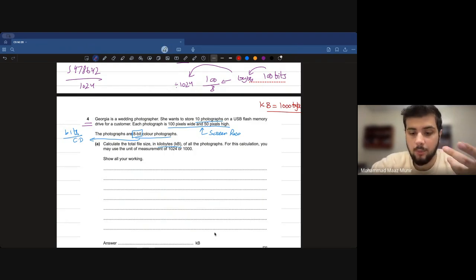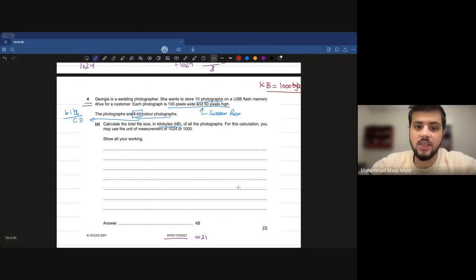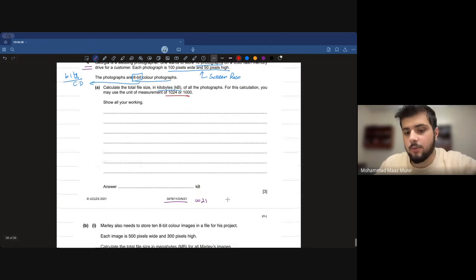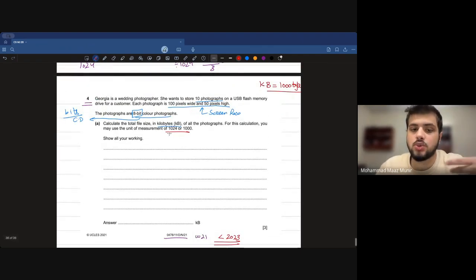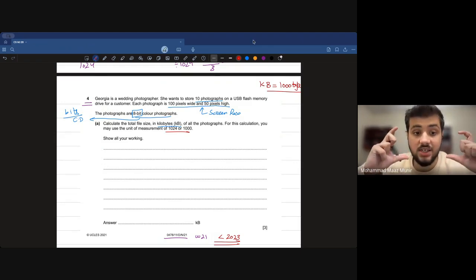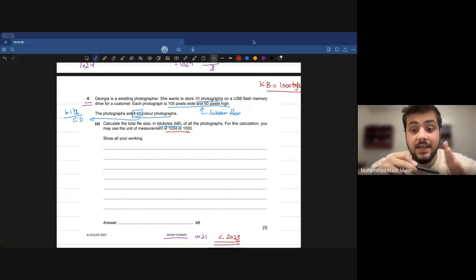Now let's look into the question. It's basically saying, okay, you need to calculate the total file size. And for this calculation, you may use the unit of measurement of 1024 or 1000. Now, because this paper is from 2021 and it's before the syllabus update in 2023, they gave you the permission to use either of them. But in the latest exam papers, you would be looking at the question terminology in terms of the specific data type they are expecting from you. So if it is something like kilobyte, megabyte, terabyte, petabyte, then you need to use the 1000 notation. But if it's asking you in terms of kibibyte, mebibyte, gibibyte, then you need to give the answer in terms of 1024 terminology.